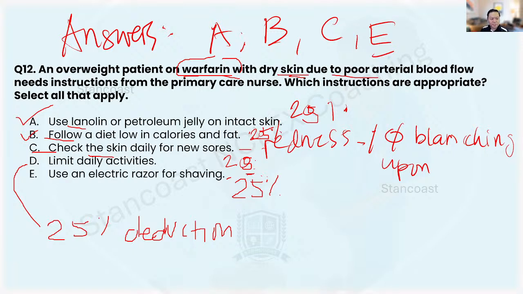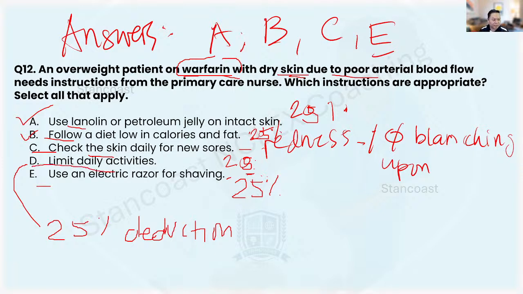C, check the skin daily for new sores. Of course, that's a good intervention. And then E, use an electric razor for shaving. This is going to be important as we are dealing with a patient with bleeding tendencies. So they need to be advised against using the straight razor because they're going to end up bleeding. Other things would be like no dental flossing. They need to use the soft bristled brush. You got to be careful and make sure that they're wearing shoes or slippers in the home setting, especially if there will be presence of any kind of sharp objects. This can potentially cause bleeding as well. That's one.